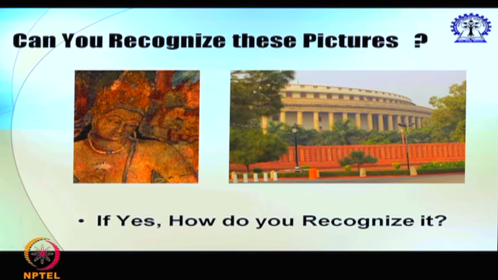Similarly, if you look at the picture on the right, one will immediately say that this is a picture of a building. But some of us who have seen this building or this picture before will say that this is the picture of Parliament House in New Delhi. So, some of us will be able to recognize it, and the question is, if we are able to recognize these pictures, then how do we recognize these pictures?